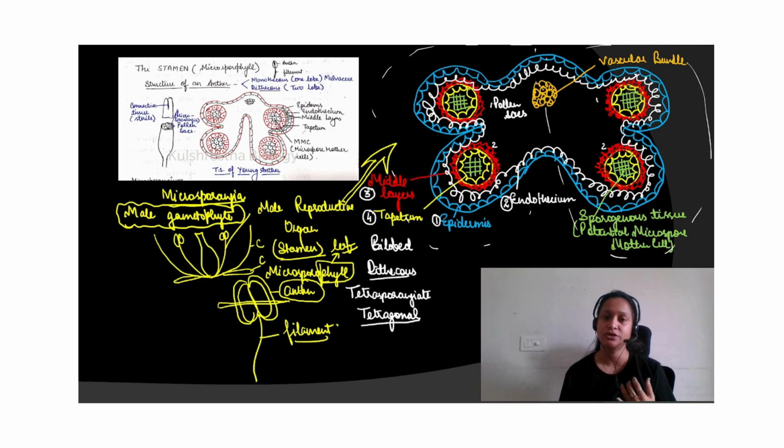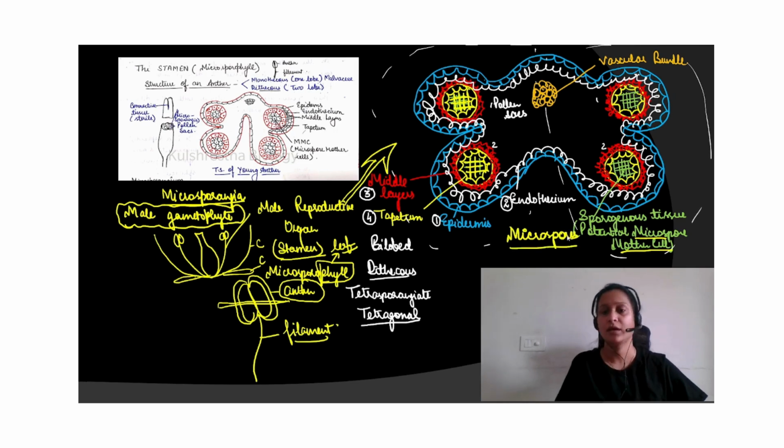Outermost epidermis and endothecium, then we have the middle layers, and the innermost is the tapetum. Right, all the things are clear till here. Now inside the tapetum there is a sporogenous tissue, each cell of which has the potential to behave as a microspore mother cell. This is a mother cell which is going to produce what? It is going to produce microspores by meiosis. We will see how these microspores are produced. So 4 layers, and inside there is sporogenous tissue. Every cell of the sporogenous tissue is a potential microspore mother cell.